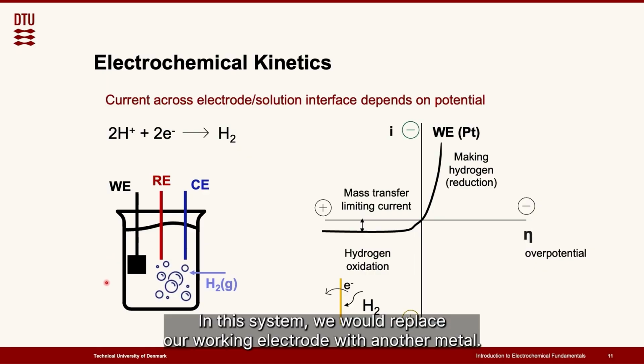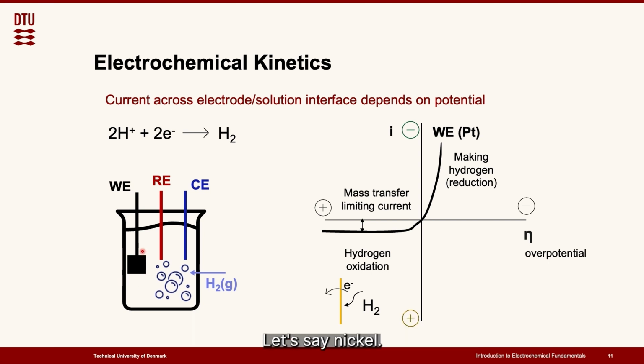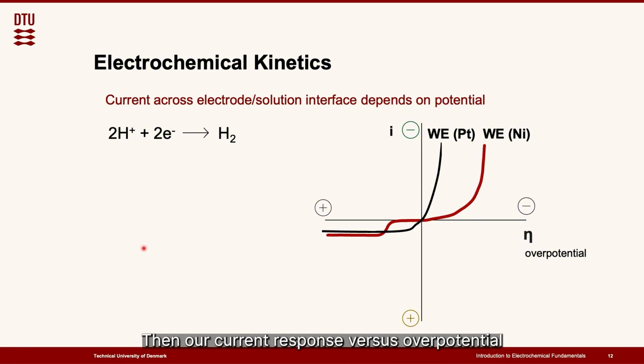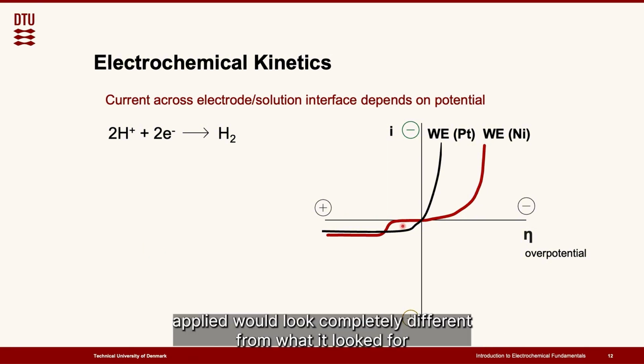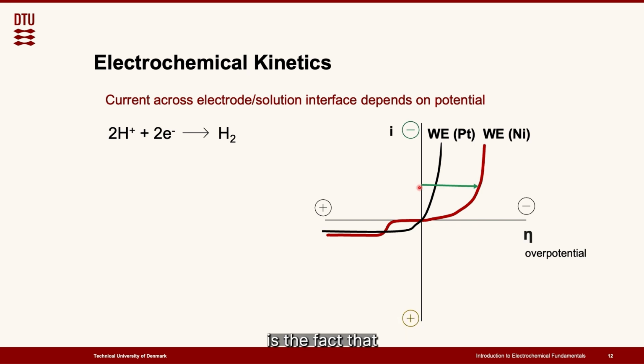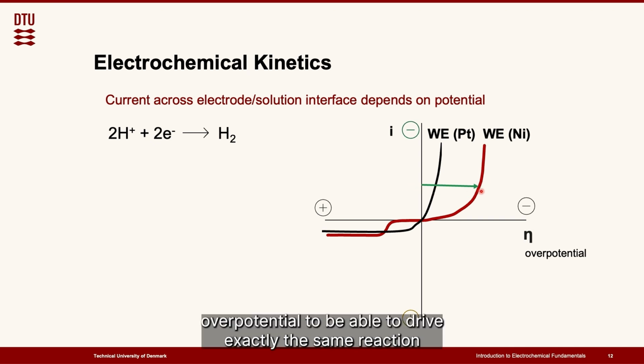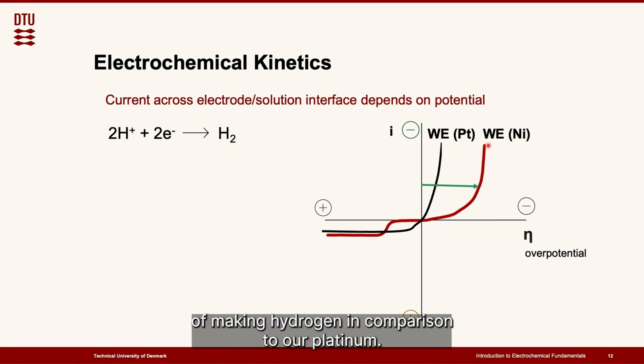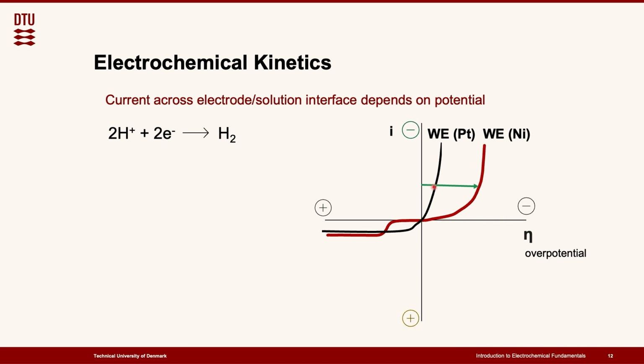In this system, we would replace our working electrode with another metal, let's say nickel. Then our current response versus overpotential applied would look completely different from what it looked like for the platinum. One of the most important points to understand is that now we have to apply much higher overpotential to be able to drive exactly the same reaction of making hydrogen in comparison to our platinum.